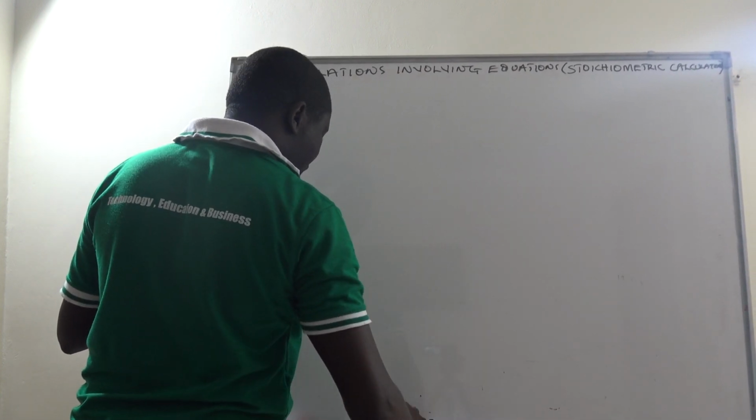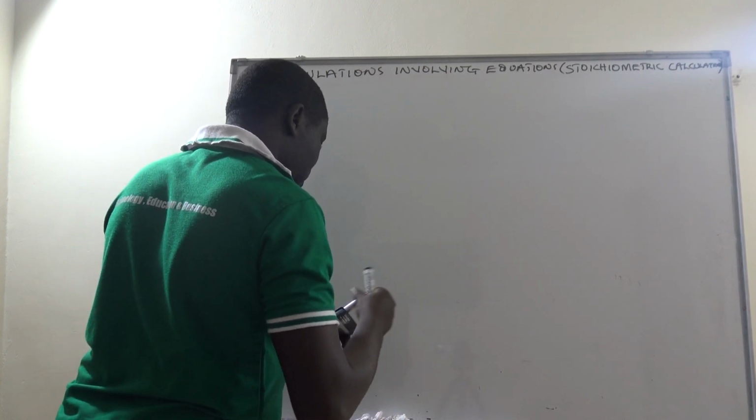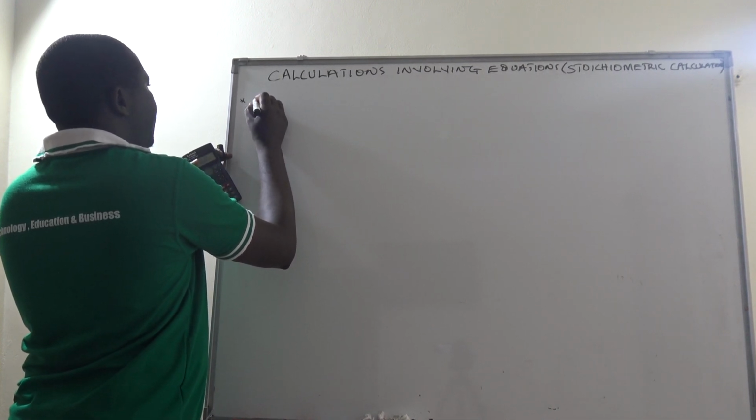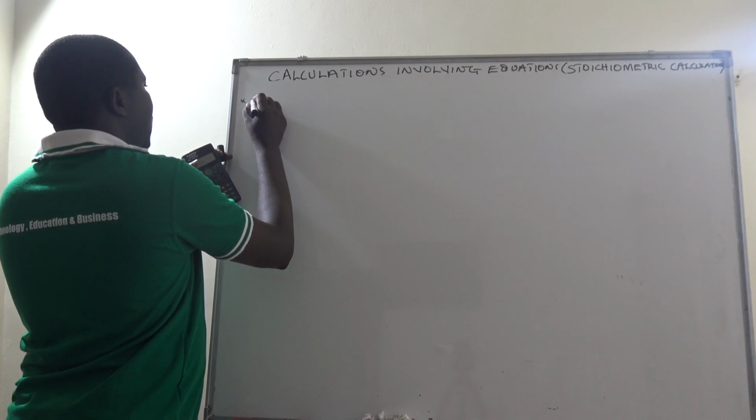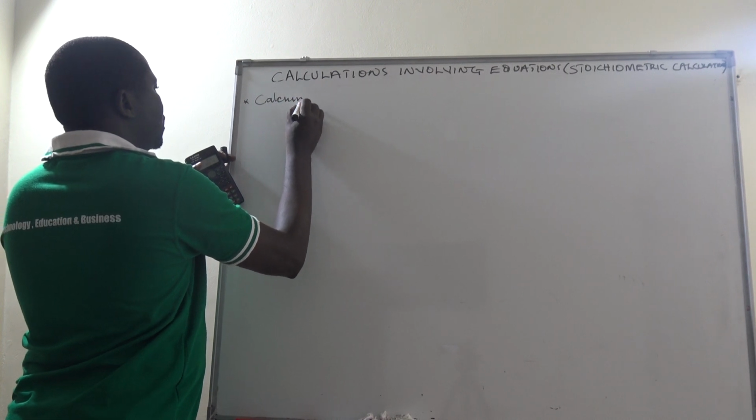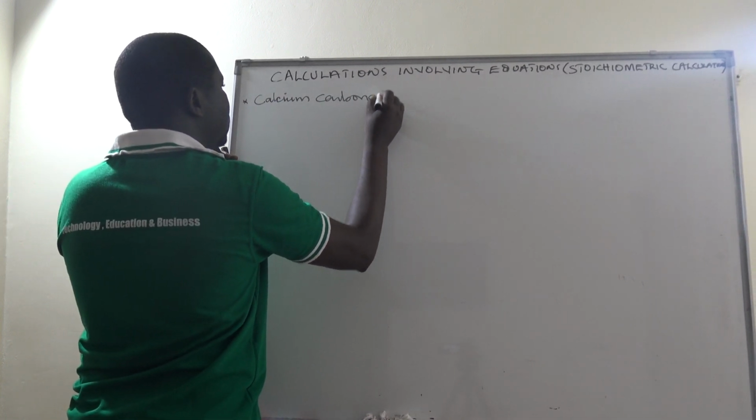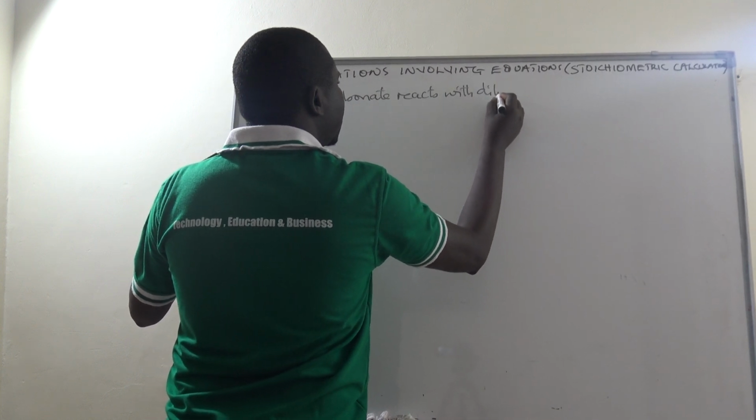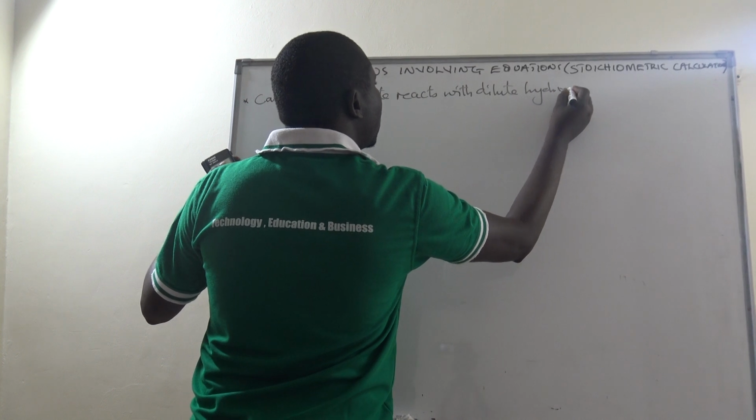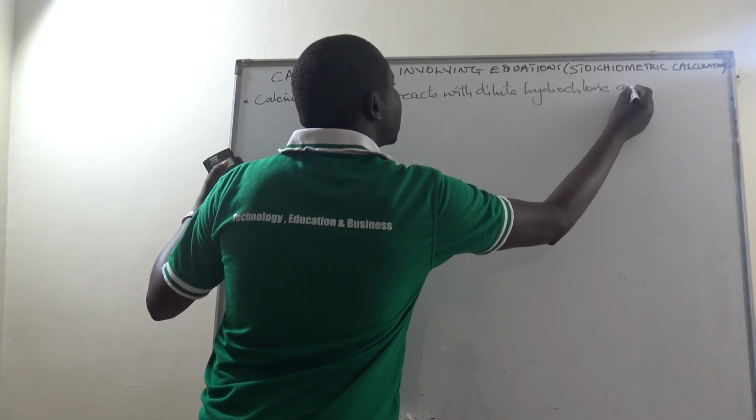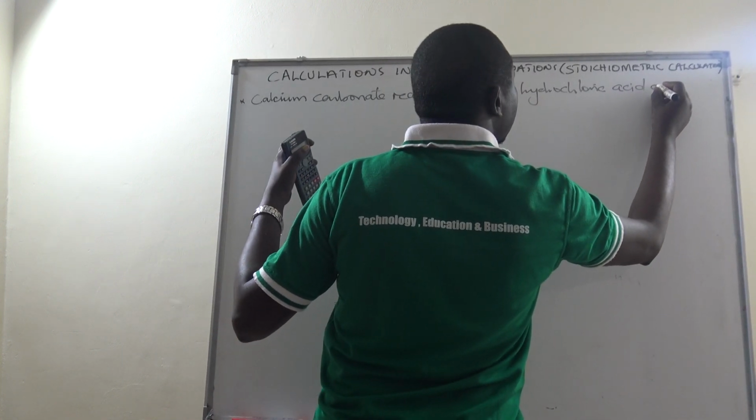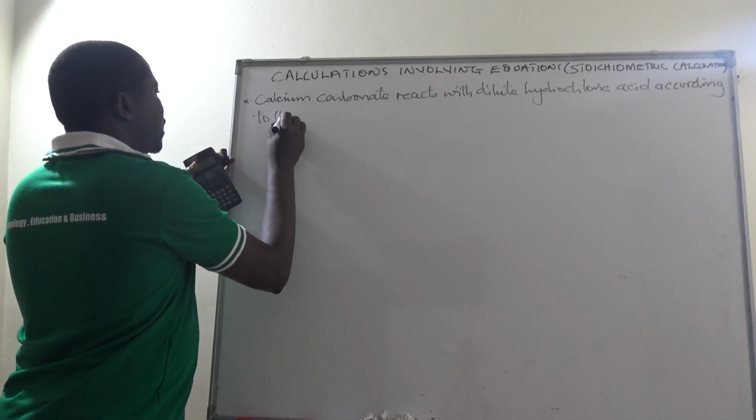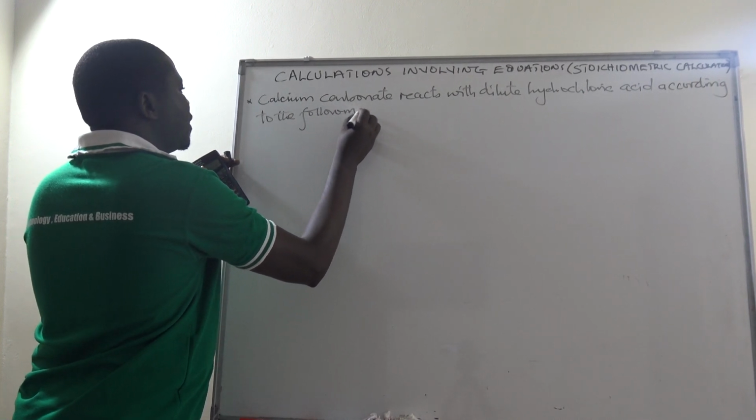So let us look at one simple and a very interesting example. Let's look at this. Calcium carbonate reacts with dilute hydrochloric acid according to the following equation.